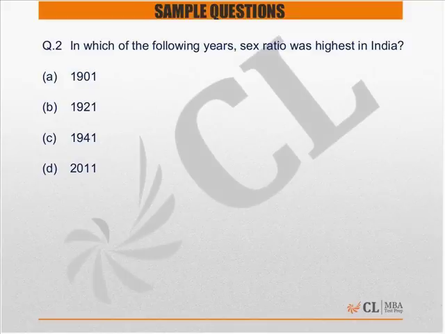You may think that according to development, a progressive society, education, literacy, etc., we got a better sex ratio. No friends. It was far better in the past. In 1901, it was 972, the highest India ever recorded. So it's okay to all of you. It's option A, 1901.